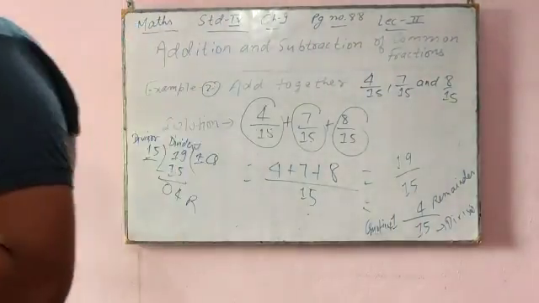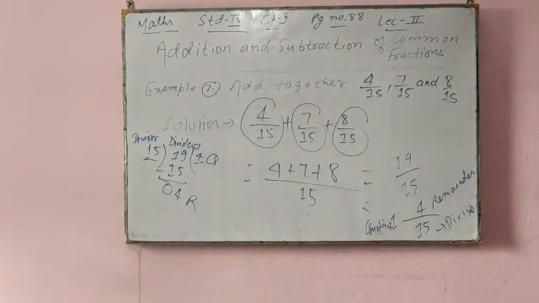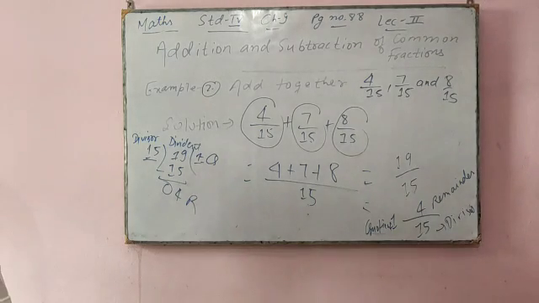Okay. Downside, whatever denominator is there, you have to write that. There you will write the quotient, and on top, in the numerator, you will write the remainder. So with the help of this example, you can easily solve exercise 35.